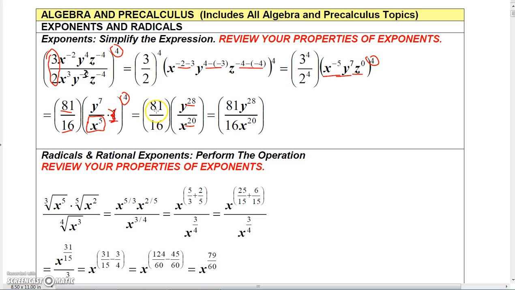And now we can put all this together and write it as a single fraction, where in the numerator I have 81y to the 28th, and in the denominator I have 16x to the 20th. And that's how you simplify expressions. Now, I'm assuming that you can review your properties of exponents in order to follow the steps that I used in this problem.